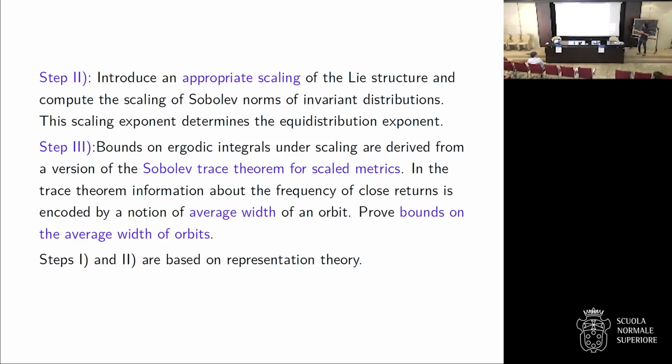So it's really relevant. And then there is a notion of average width, which is what we use to control the geometry. The hardest part of the proof, where we were stuck for many years, is how we prove bounds on the average width of orbits. So how do we control the geometry? The scaling part is easy in some sense, but the control of the geometry is very hard because we don't have moduli space, we don't have recurrence, etc. So 1 and 2 are based on representation theory.